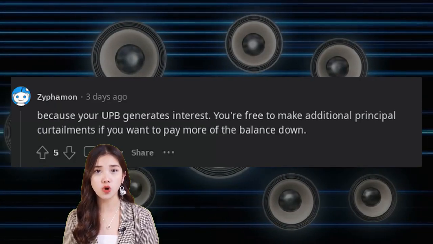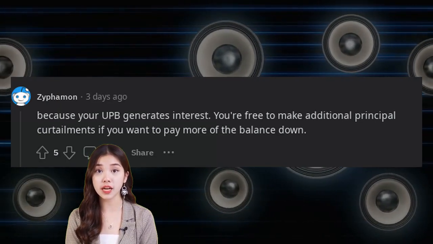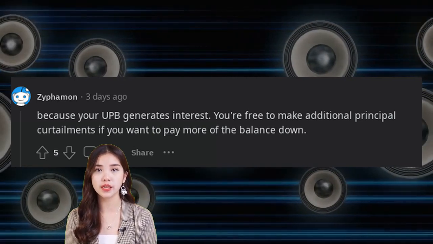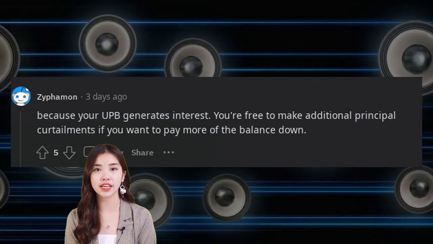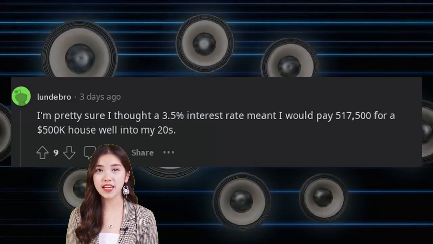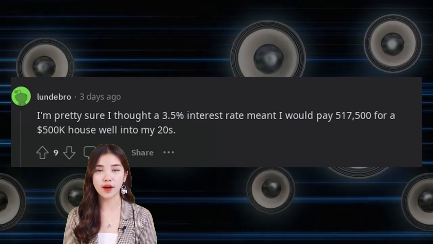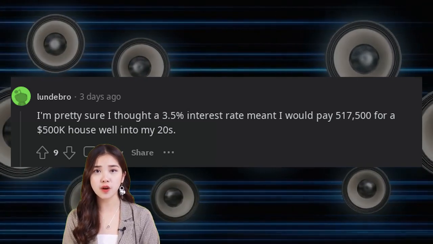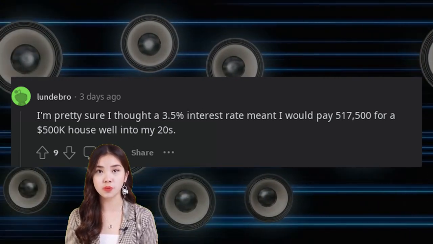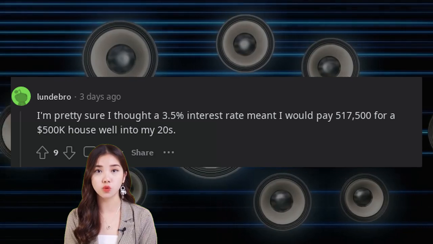Because your UPB generates interest, you're free to make additional principal curtailments if you want to pay more of the balance down. I'm pretty sure I thought a 3.5 interest rate meant I would pay $517,500 for a $500,000 house well into my 20s.